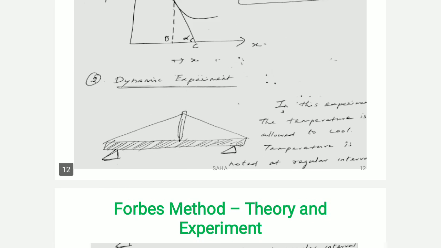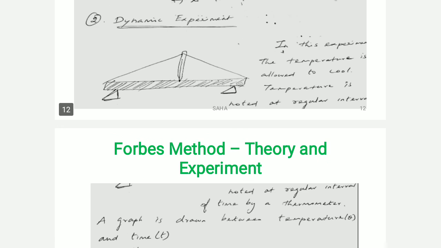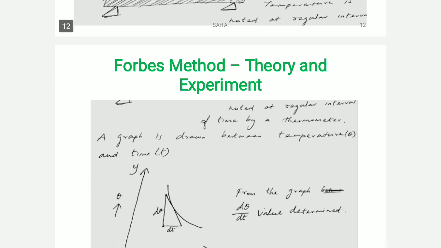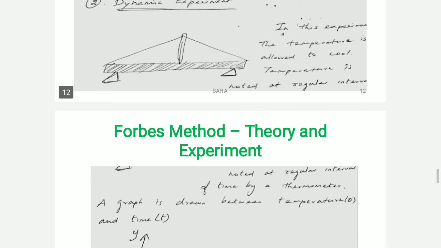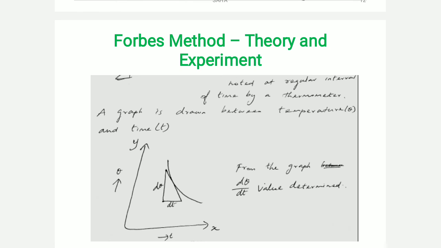In the dynamic experiment, the rod is allowed to cool. The temperature is noted at regular intervals of time by the thermometer. A graph is drawn between the temperature and time. Earlier I told you that graph was between the temperature and distance, but here in the dynamic experiment, the graph is drawn between the temperature and time: x-axis time value, y-axis temperature value. From this graph we can get the d theta by dt value, determined with the help of the slope.